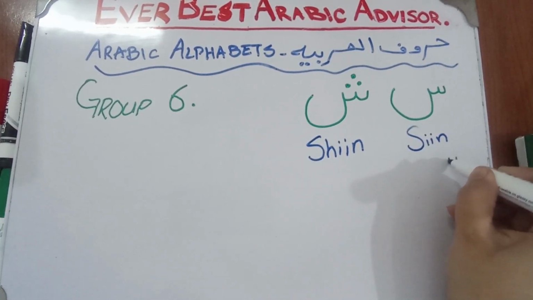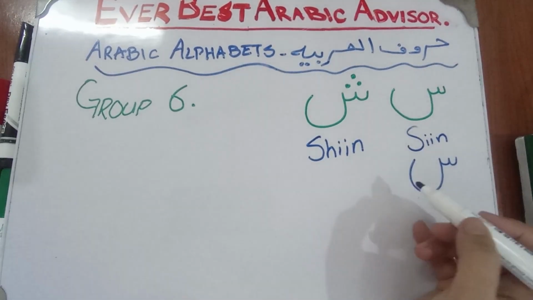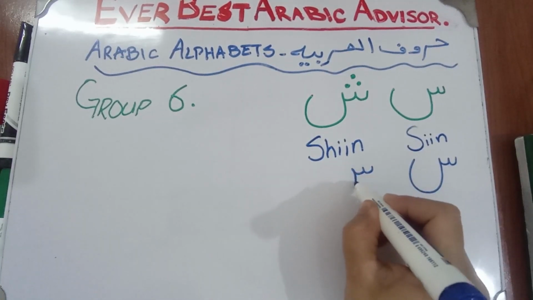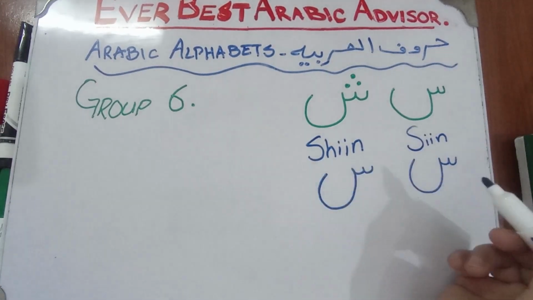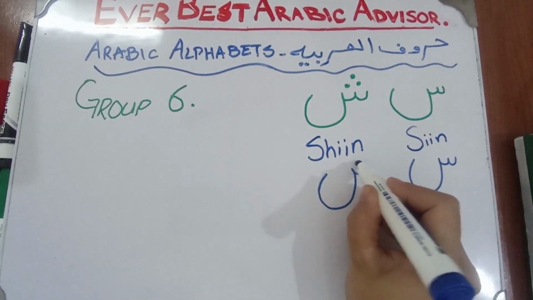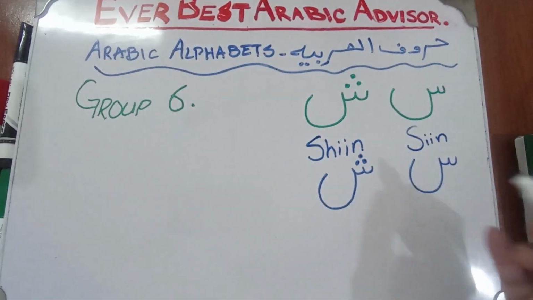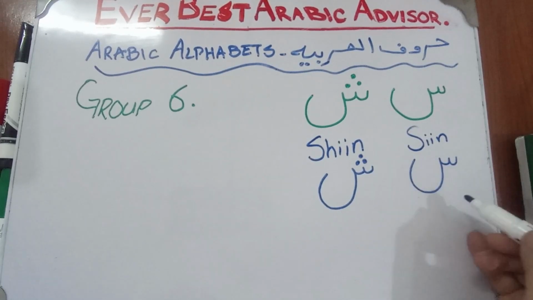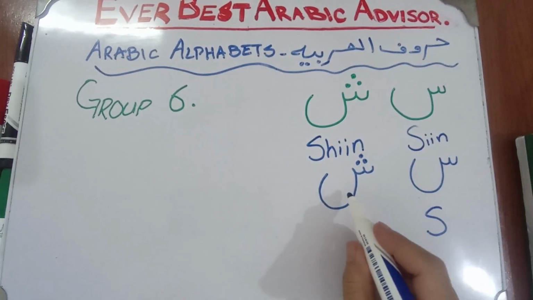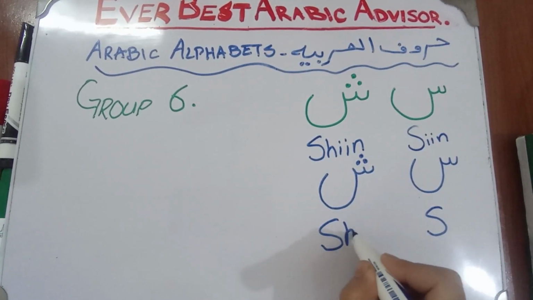Two small half circles and one big half circle. Let's try again: 2 small half circles and 1 big half circle. Like this. The basic shape is the same, but the presence of 3 dots over the Shin makes it different from Sin. The equivalent of Sin in English is the letter S, and the equivalent of Shin in English is a combination of 2 letters, S and H.